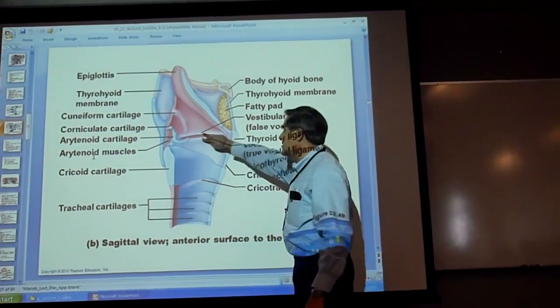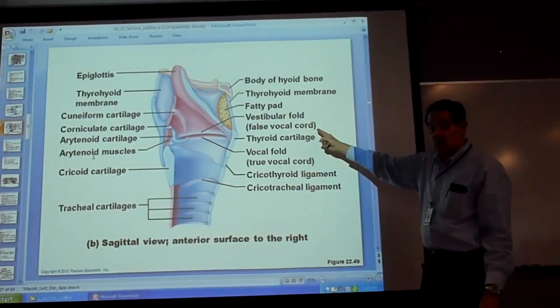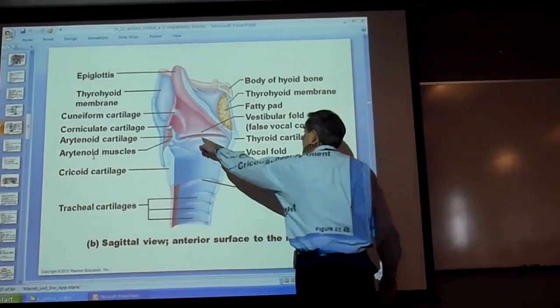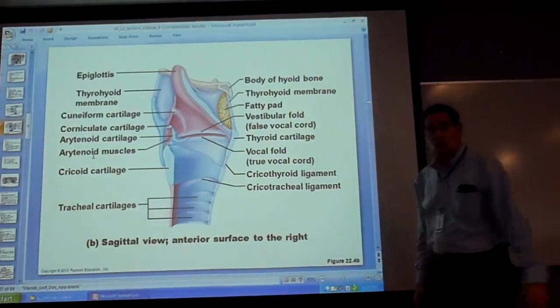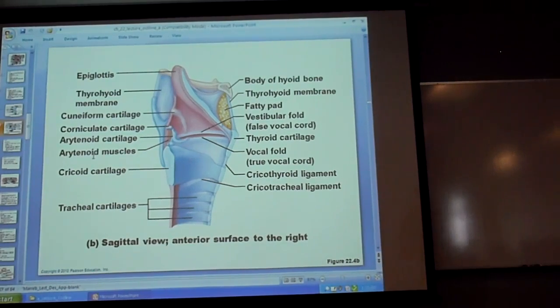Then you've got these membranes all across here. The superior pair are the vestibular folds, or false vocal cords, because they're not involved in sound production. The inferior folds are called the vocal folds, or true vocal cords, because they vibrate. Elastic fibers vibrate when air passes over them, and that allows us to make sounds.